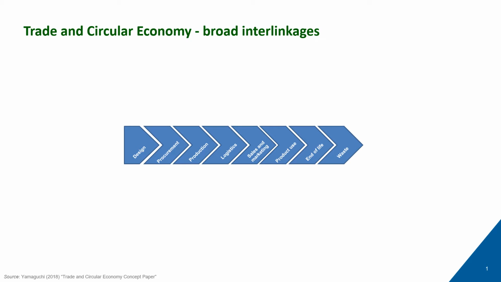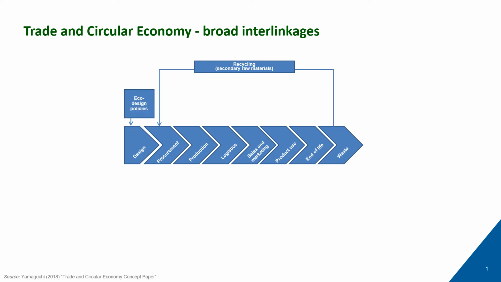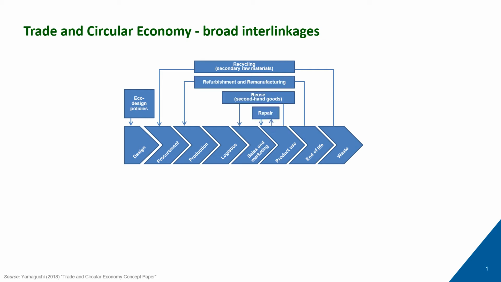The easiest to understand is perhaps closing material loops through recycling waste into secondary raw materials. Efforts can also be made upstream in extending material loops through eco-design policies, such as making products last longer. Higher value loops can also be considered, such as refurbishment and remanufacturing, reuse and repair.